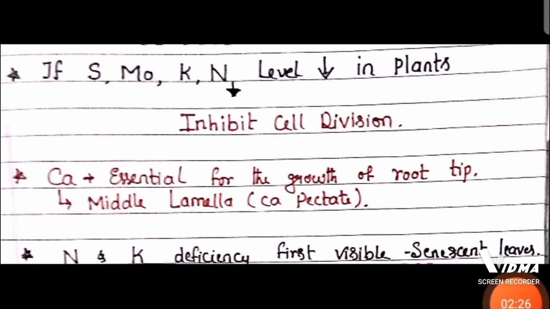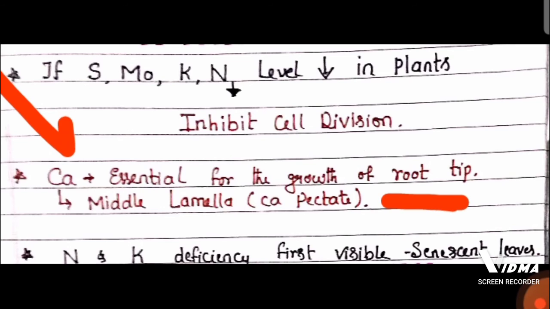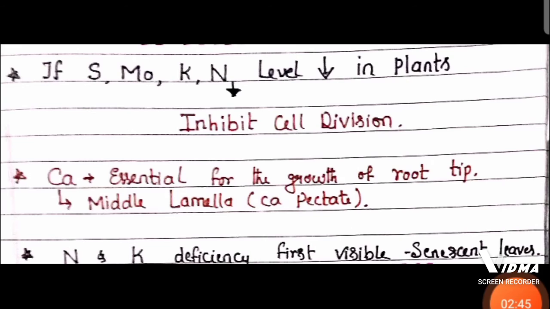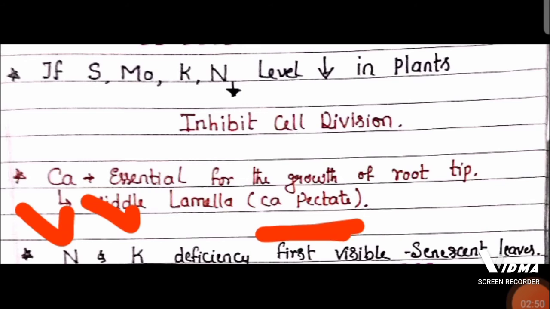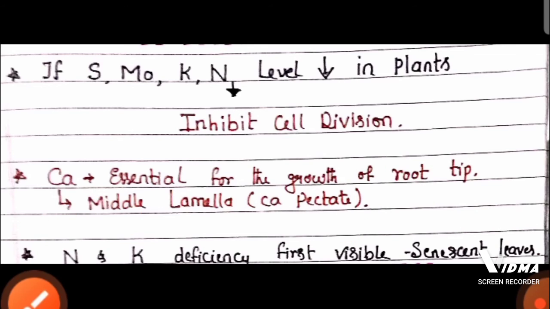And remember, calcium is one of the essential elements for the growth of root tips. Also it is a very important part of calcium pectate, which is in the middle lamella of the plant cell wall. So calcium is very, very essential. And nitrogen and potassium deficiency is first visible in the senescent leaves. In the senescent leaf we can predict the deficiency of nitrogen and potassium in the plant body.